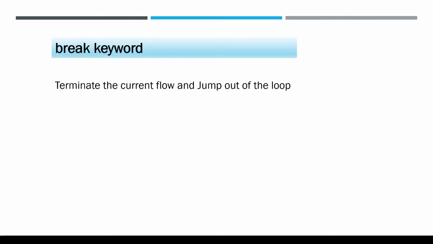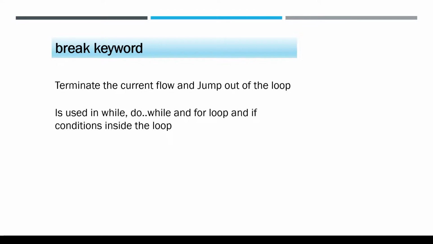So what is break? Break is actually used to terminate the current flow of the program and jump out of the loop. It is used in all the loops, that is while, do while, for and the foreach loop, along with the if condition inside that loop.